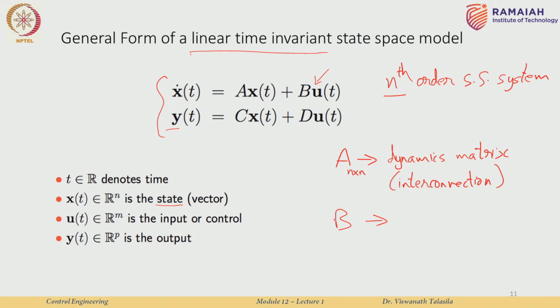Okay. Now, let us look at the matrix B. So, B is a matrix, as you can see from here, which takes the inputs which I have applied to the system and relates them to the state. So, it basically tells how my inputs are actually connected to my states.